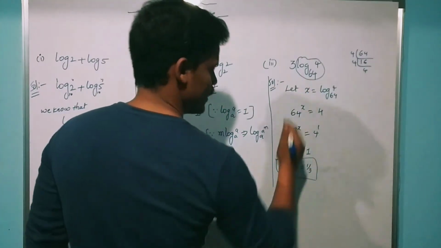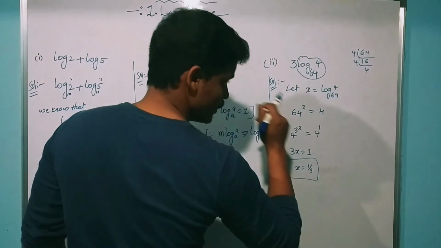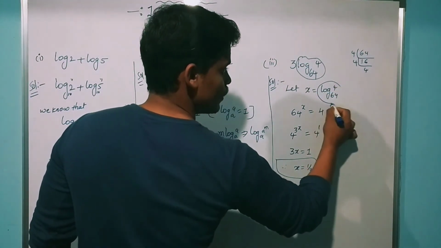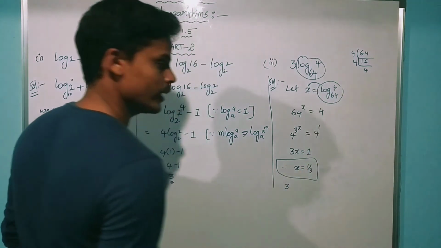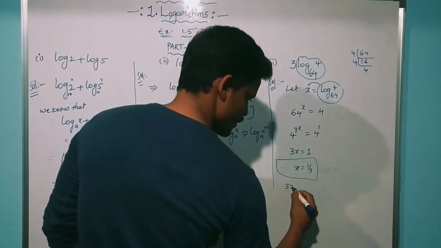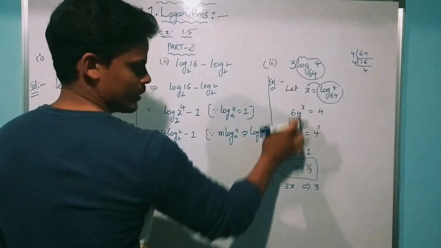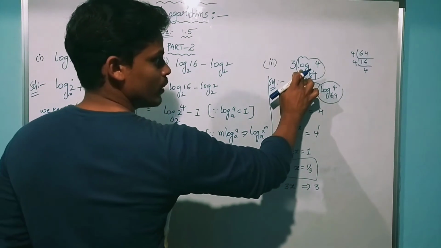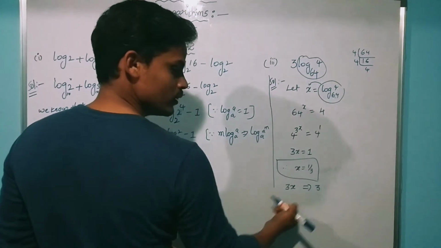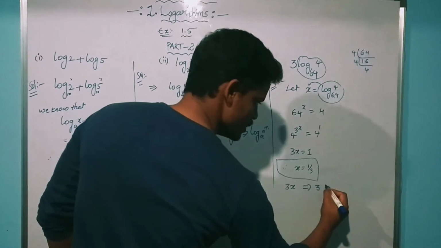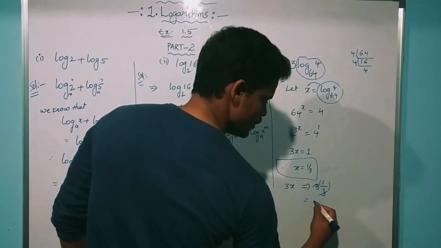So here, in place of log 4 to base 64, I am writing x. So 3 into x, where x value is 1 by 3. Both get cancelled, so the value is 1.